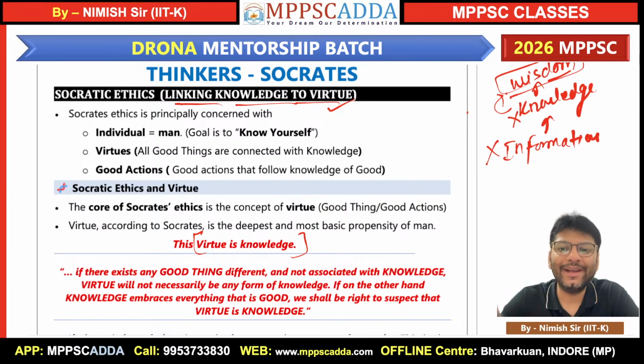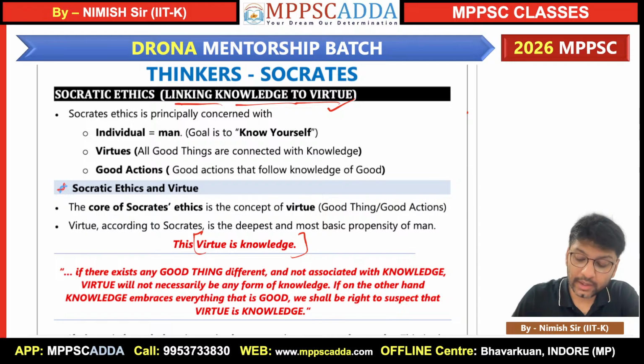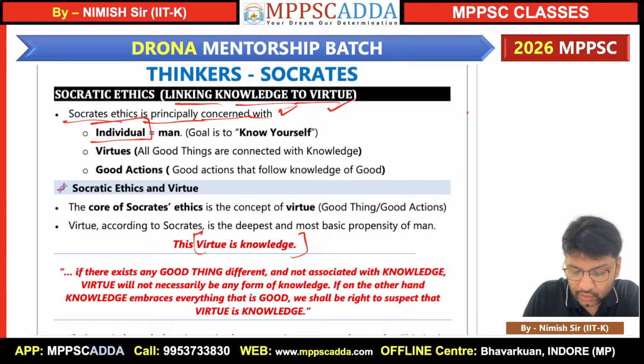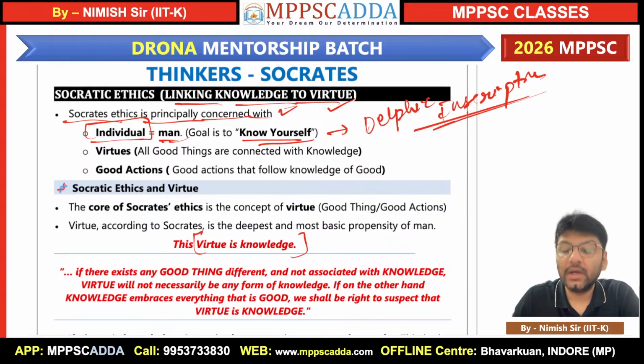So important point, wisdom of Socrates equals knowledge of Socrates. If you are getting this one line, then it will be okay to understand further, right? So what Socrates is saying is that Socratic ethics is principally concerned with the individual, that we already know, right? Because his goal was to know yourself. From where did he get this vision or goal of human being? From the Delphic inscription. उन्होंने इस आइडिया को somehow inspire होके borrow किया, अपनी लाइफ में उसको adapt किया, and he worked accordingly.